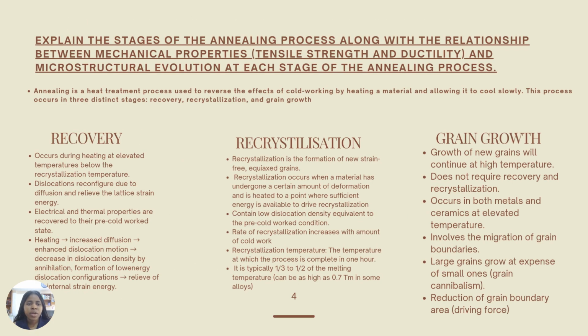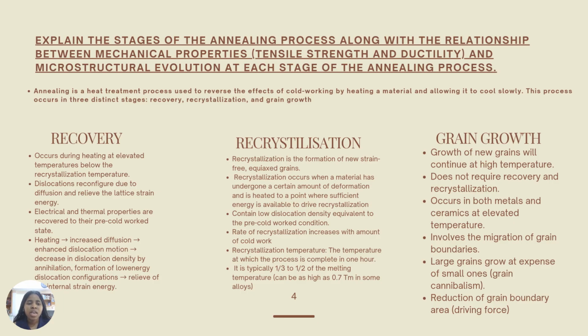Now we're going to explain the stages of annealing and how they relate to the mechanical properties. Annealing is the heat treatment process used to reverse the effects of cold working by heating the material and cooling it under controlled conditions. This process occurs in three distinct stages: recovery, recrystallization, and grain growth. It happens in a sequence: recovery first, then recrystallization, and then grain growth.